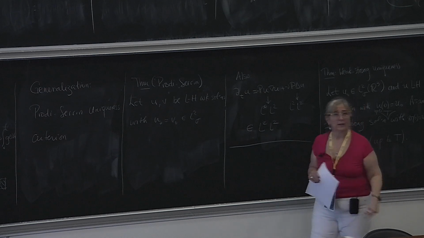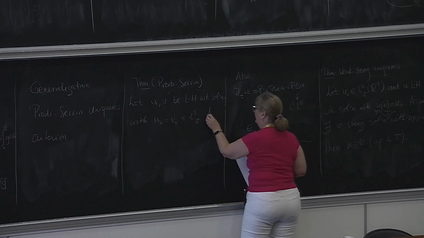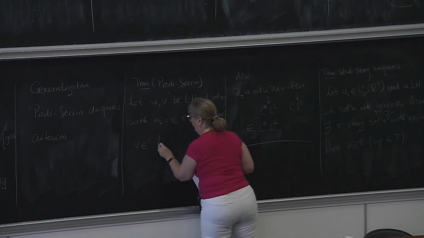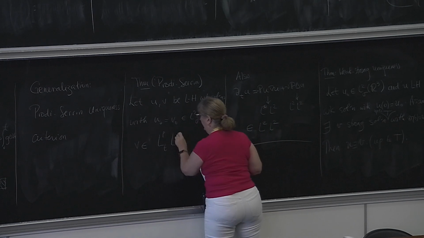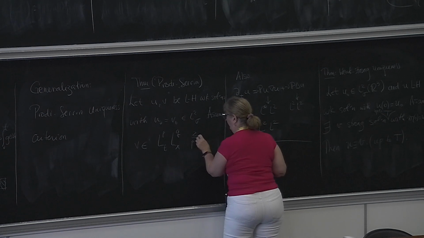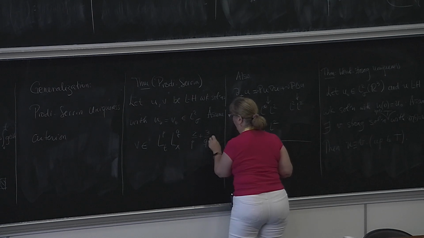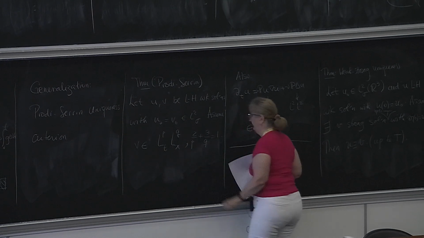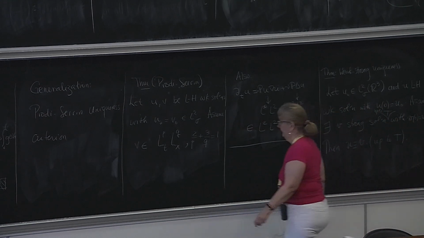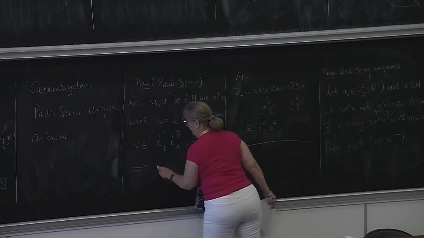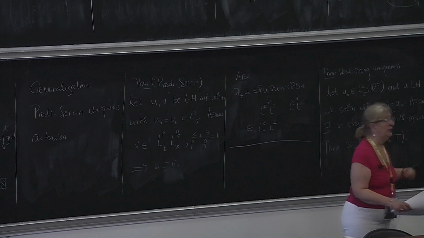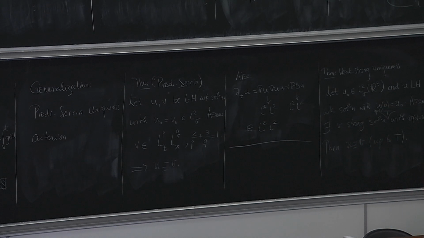in L2 sigma, okay? And assume that you know that V belongs to L^P in time, L^Q in space, with 2 over P plus 3 over Q equals 1. Then U equals V, for as long as V belongs to L^P in time, L^Q in space. Okay.